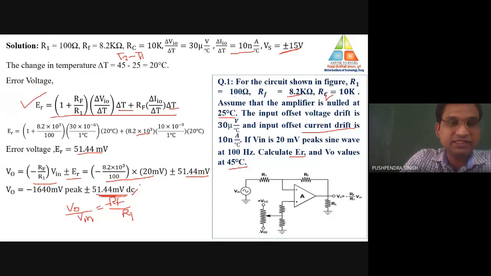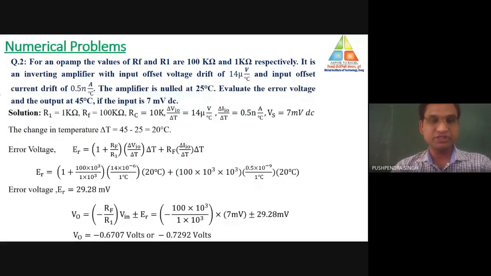So in ideal condition, as we all know, the value of error voltage should be 0. So this is the solution of the problem related to thermal drift. Let us solve one more question, same as the previous question. No circuit diagram is given. And what is the question?